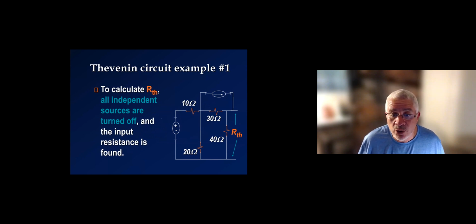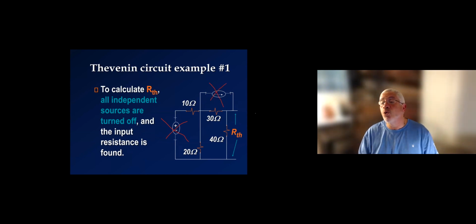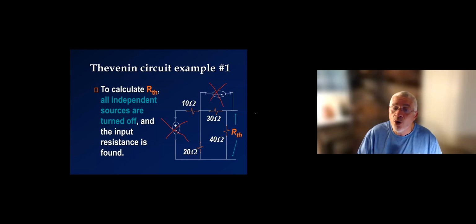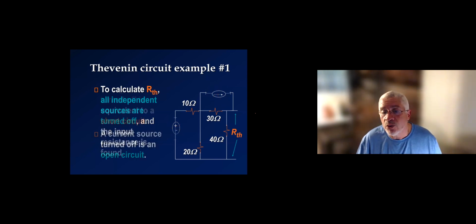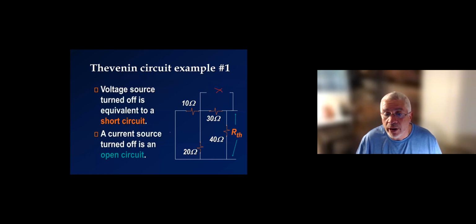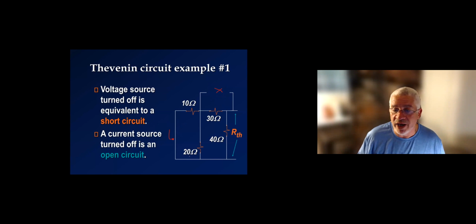What I'm going to do is essentially turn off these sources. That's why you see somewhat of a dotted line. You're going to need to know what happens when you turn off a voltage source and what happens when you turn off a current source. When we do that, the current source becomes an open, and the voltage source becomes a short. Then we're finding the equivalent resistance looking into A and B.